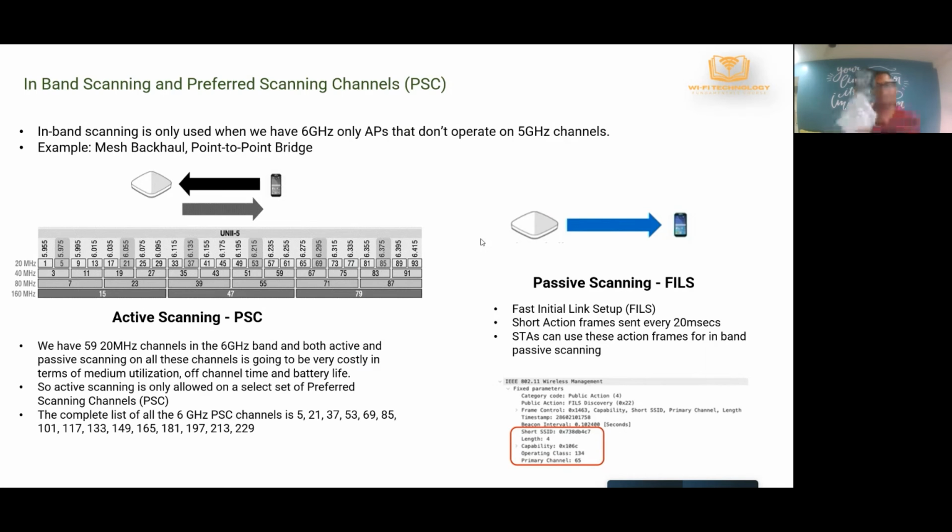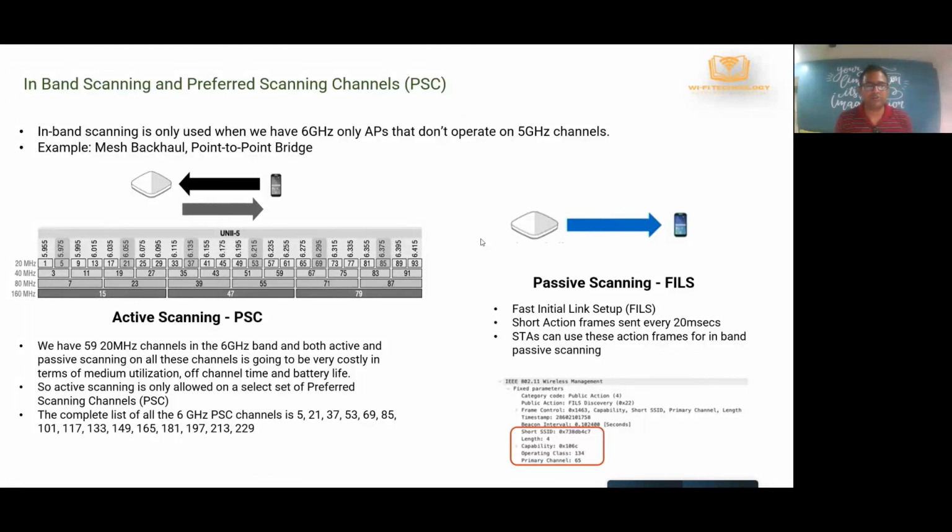Ideally, you should be able to scan for 6 GHz out of band using the 5 GHz channels. But let us say this AP is only a 6 GHz AP, or maybe it's a mesh backhaul AP where it's only 6 GHz. In that case, you don't have any choice. The clients have to scan on the 6 GHz, right? So this is called in-band scanning.